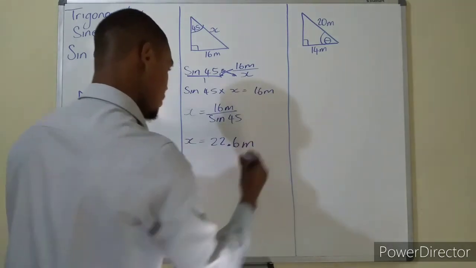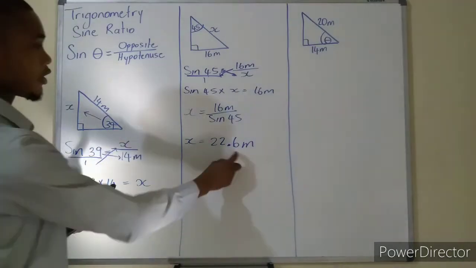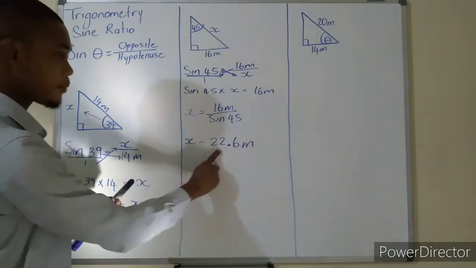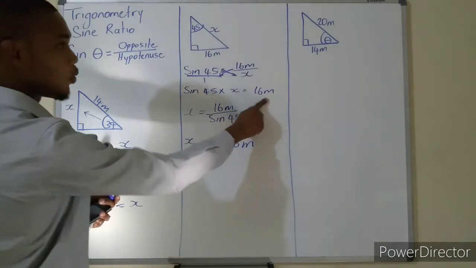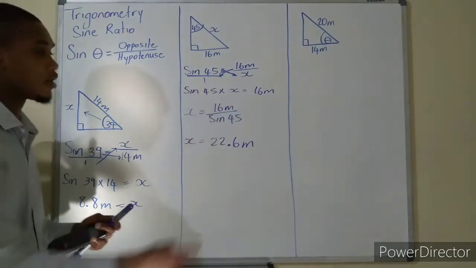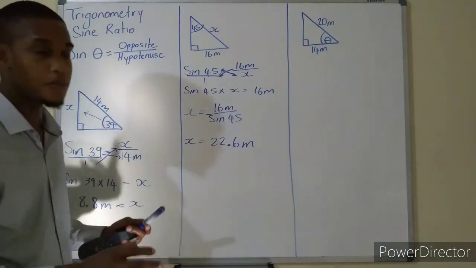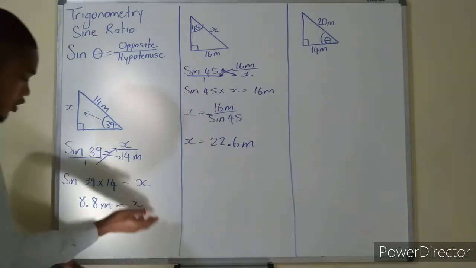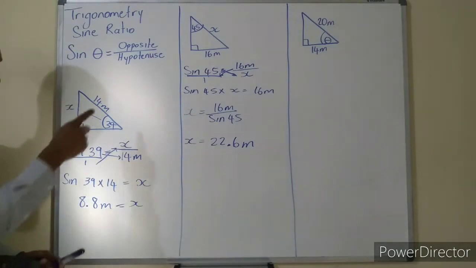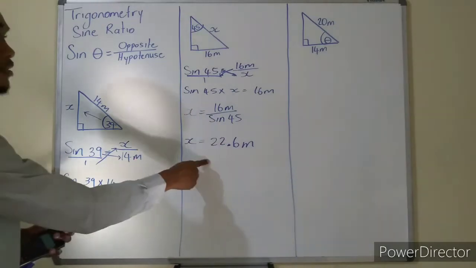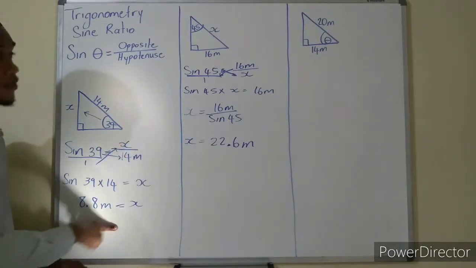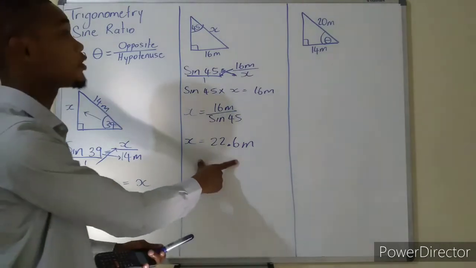22.6 meters. And here you recognize x in this case is your hypotenuse, and the hypotenuse is 22.6, while your opposite side is 16 meters. So your hypotenuse must always be longer than your opposite side. So this is the procedure if you're finding your opposite, and this is the procedure if you're finding your hypotenuse.